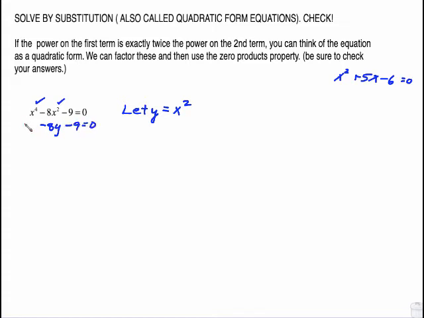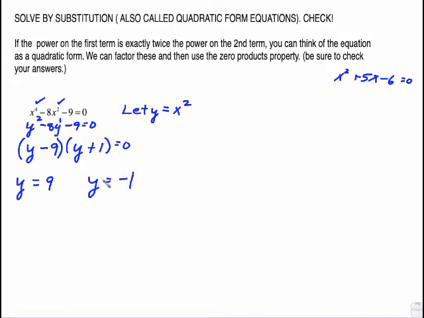And then what is this? This is going to be y squared. Because we've made sure that the middle power was exactly half the front power, that means 2 is half of 4, so 8y to the first is half of y squared. And there you go, you have it as a quadratic. You can factor that very easily: y minus 9 times y plus 1 equals 0. Very easy to solve. We have y equal to 9 or y equal to negative 1.